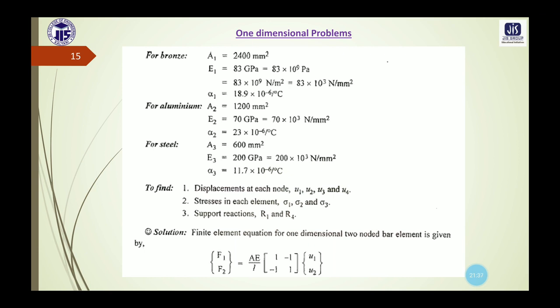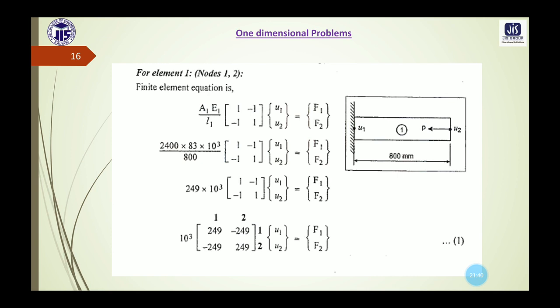Now the formula is familiar to us, so for elements 1, 2 and 3, we need to form this finite element equation. For element 1, considering nodes 1 and 2, the finite element equation can be written as A1 E1 by L1 multiplied by a symmetric matrix multiplied by a column matrix of U1 and U2, equals a force vector of F1 F2, which is a column matrix. If we put the values of area, Young's modulus and length for element 1, after several steps we get equation number 1, which is the finite element equation for element 1 considering nodes 1 and 2.